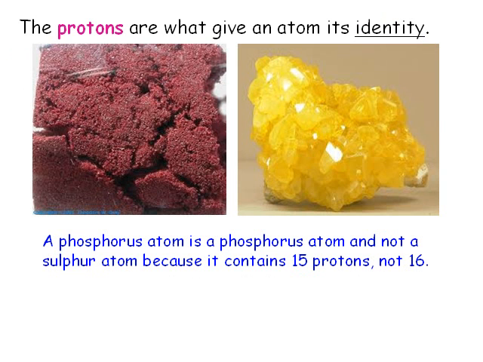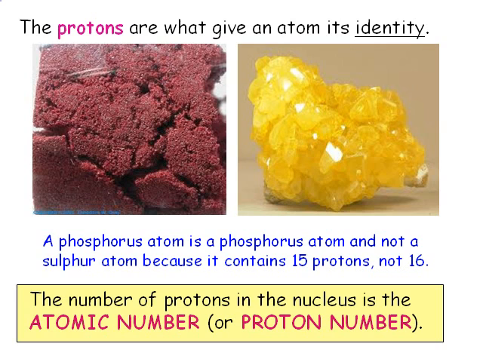What makes atoms of one element different from atoms of another element is the number of protons. Each different element has its own unique number of protons. For example, phosphorus atoms on the left have 15 protons, and sulfur atoms on the right have 16 protons. Any atom that has 15 protons is a phosphorus atom. We call this number the atomic number or proton number.